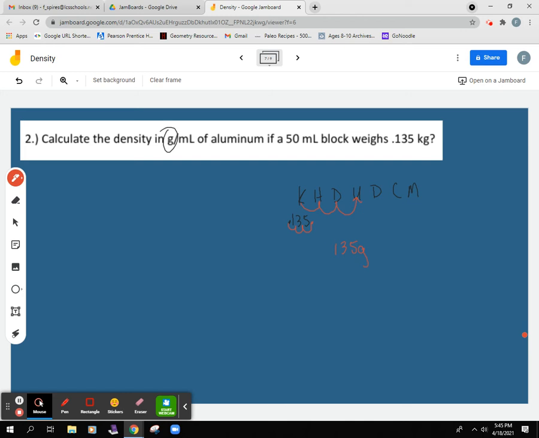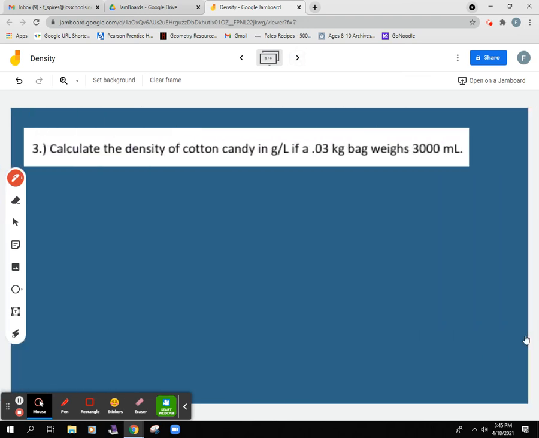Now to calculate the density in grams per milliliter, again, that's your dead giveaway. We don't need to memorize a formula because it tells us, hey, put the grams on top, put the milliliters on bottom, and then just divide it. So I'm going to just do 135 divided by 50, and I get 2.7 grams per milliliter. Okay?